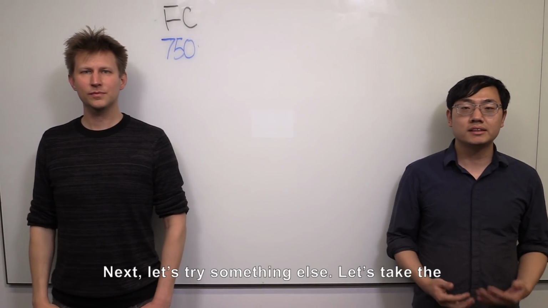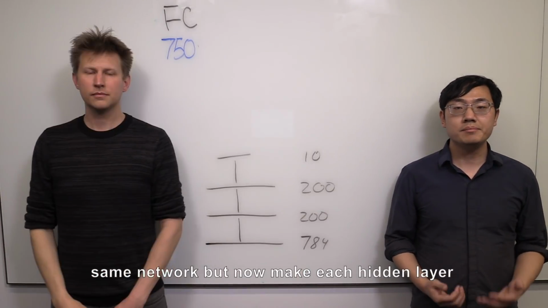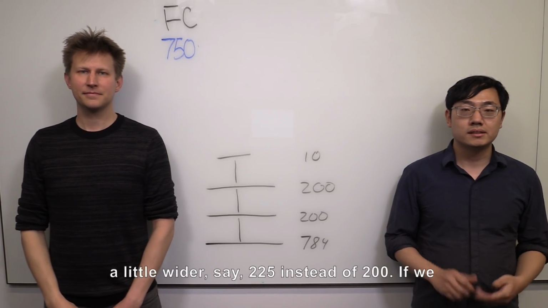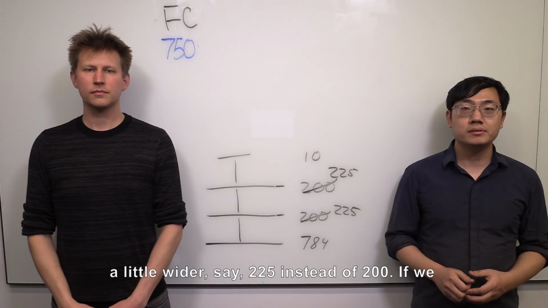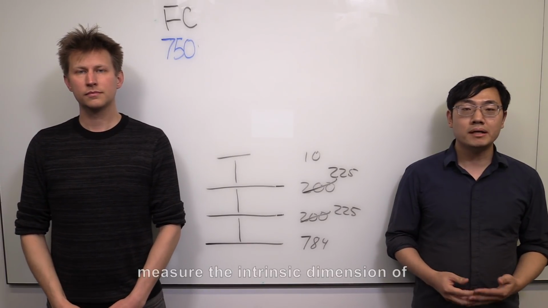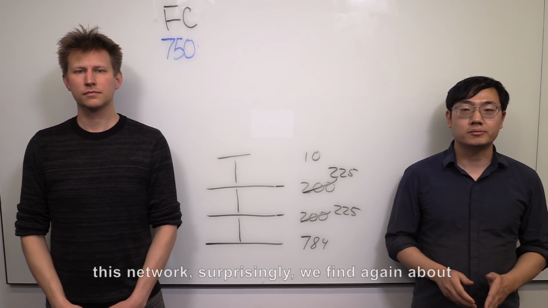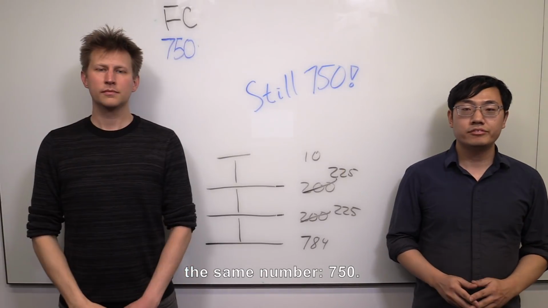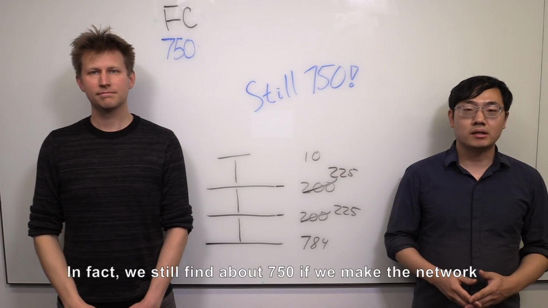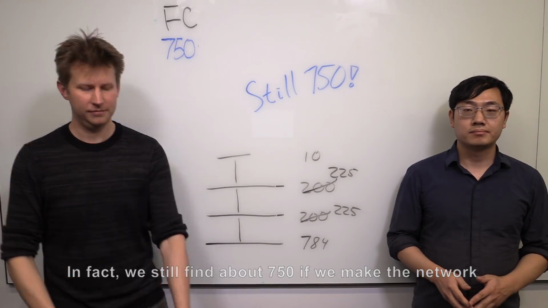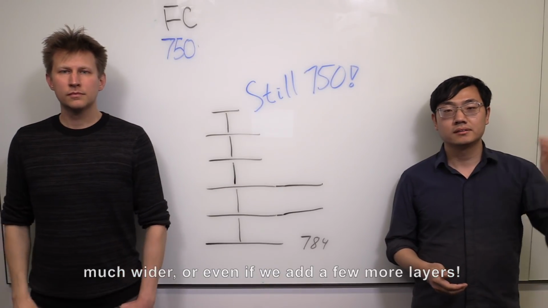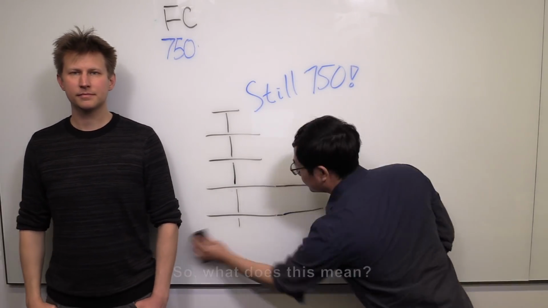Next, let's try something else. Let's take the same network, but now make each hidden layer a little wider, say 225 instead of 200. If we measure the intrinsic dimension of this network, surprisingly, we find again about the same number, 750. In fact, we still find about 750 if we make the network much wider, or even if we add a few more layers. So, what does this mean?